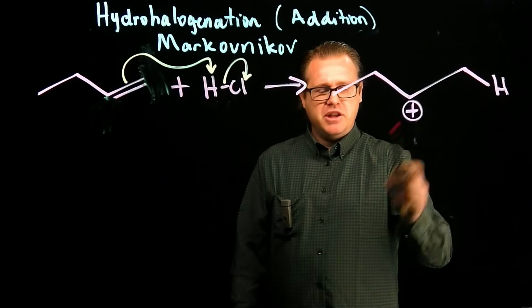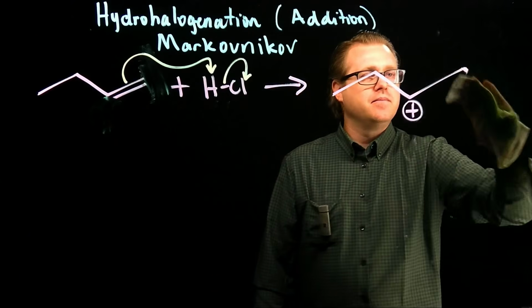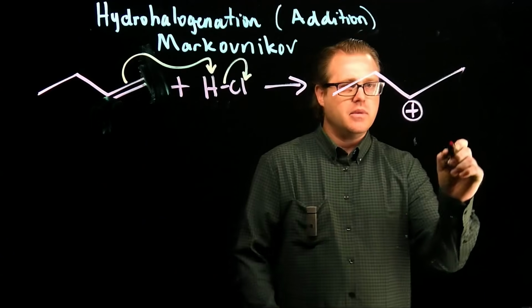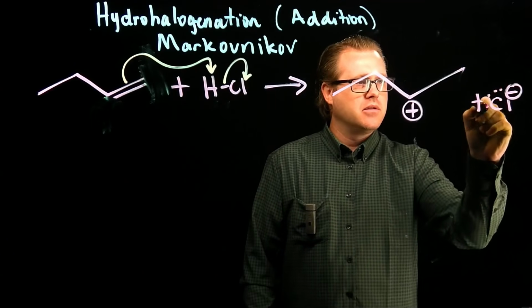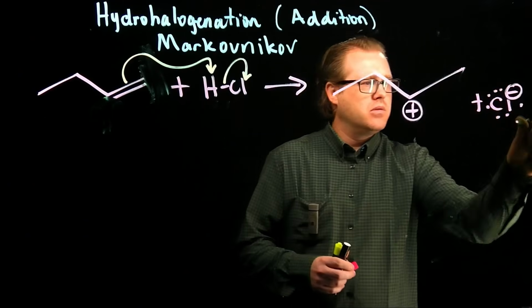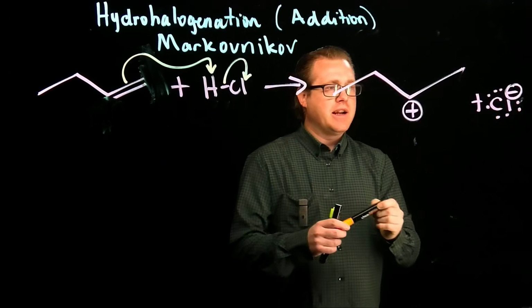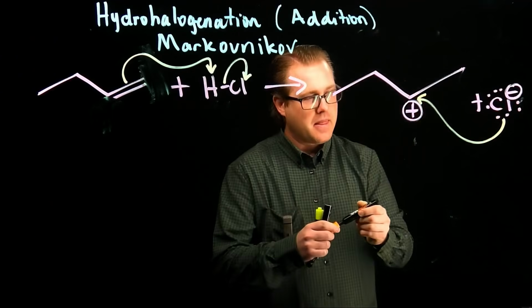So what have we generated? A secondary carbocation. Okay. So now with that secondary carbocation, we have our chloride that's hanging around, right? So then that chloride is going to come in and attack that carbocation.